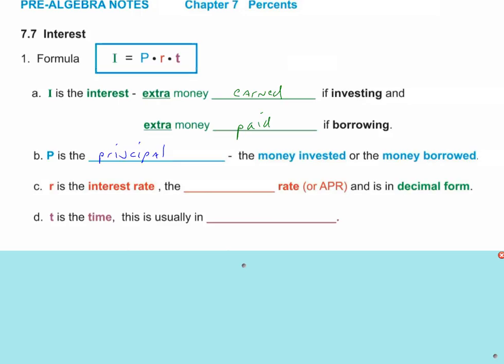Okay. So again, what's interest? Extra money you get if you're investing your principal. What's interest? Extra money you owe if you are borrowing money, and the amount borrowed is the principal. Interest rate is exactly that. It's the interest rate. So R is the interest rate, the annual percentage rate, or APR. You might hear that on commercials. And of course, it's always in what form in every formula? Decimal form. T is the time, usually in years.